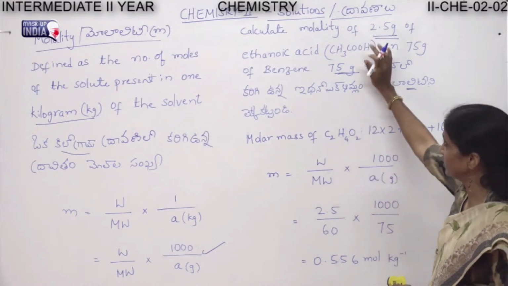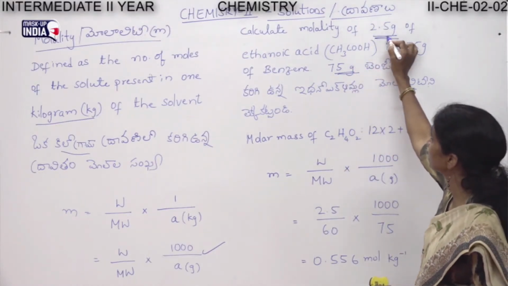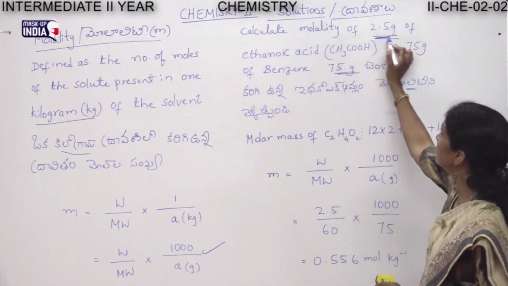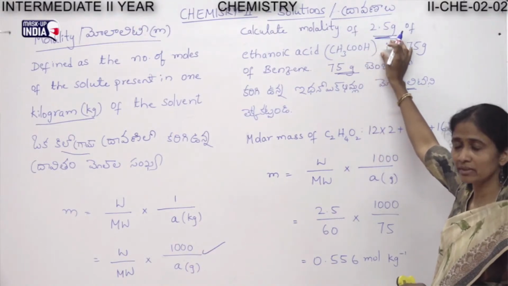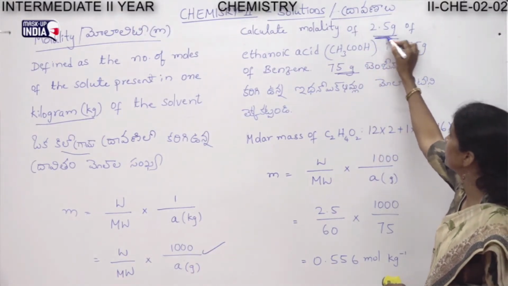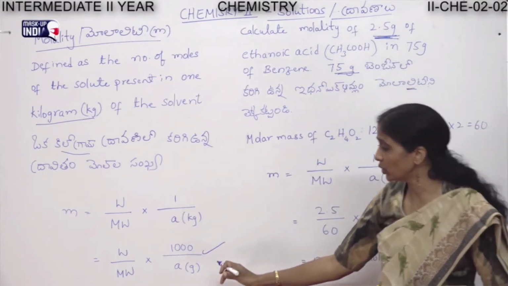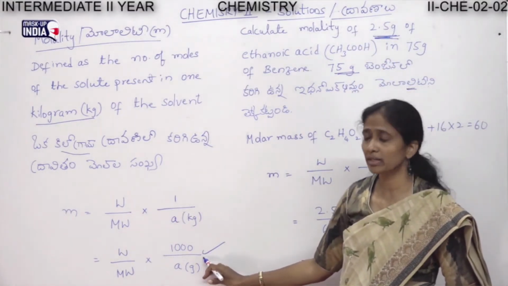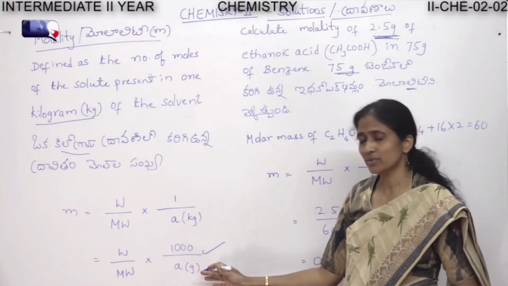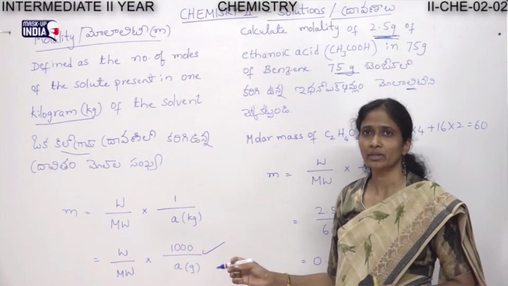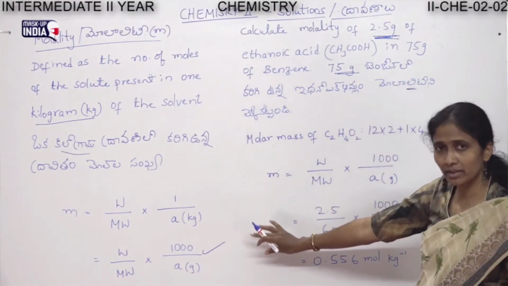See, when we look into the problem, what is there? It is in grams. Calculate the molality of 2.5 grams of ethanoic acid. So in the problem you can find the numerals in grams, and automatically we go with this formula. What is the formula? Weight by molecular weight into 1000/A in grams. So all these numbers we substitute in this equation.